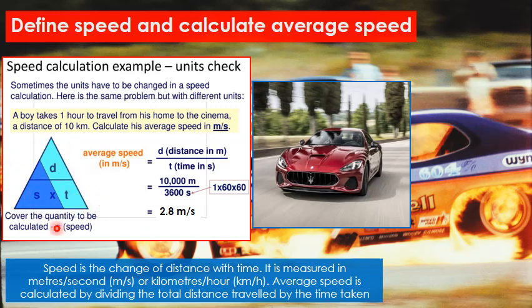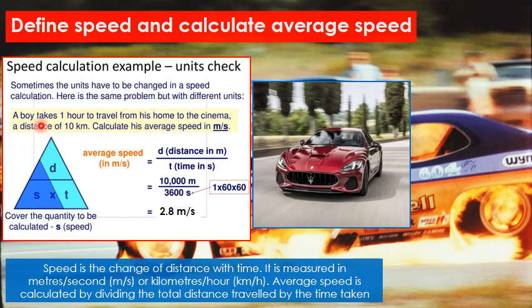If you memorize this triangle, you would have memorized all three formulas. So if you say speed is equal to distance over time, it also means that time is equal to distance over speed. It also means distance is equal to speed times time. So if you just memorize this triangle, you will be set. So sometimes you have to change units.